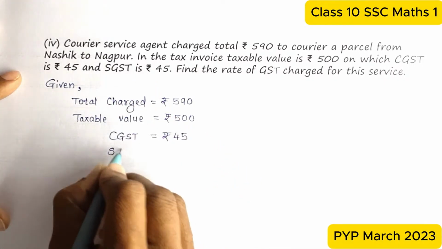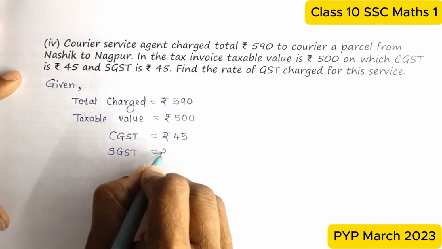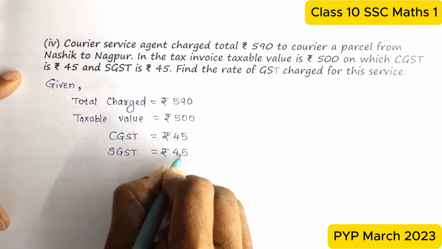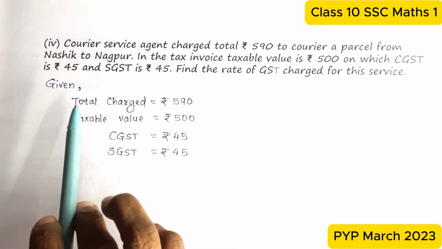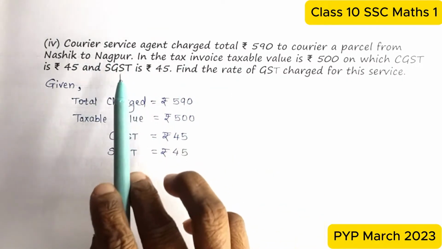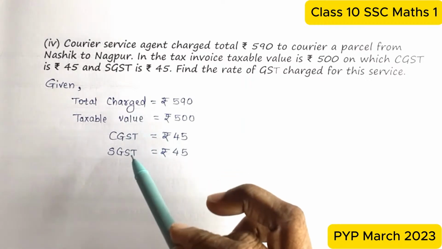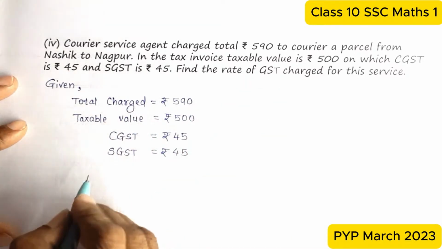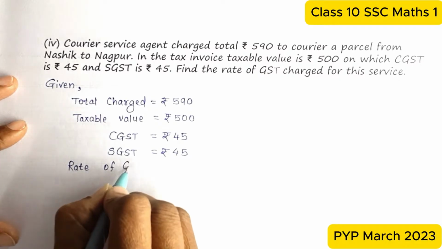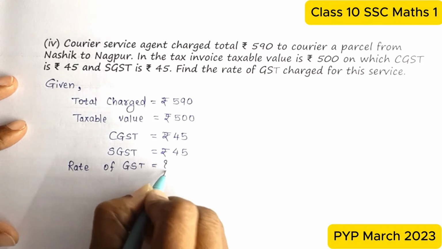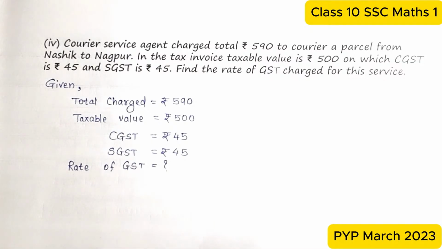Then SGST is equal to rupees 45. Now students, here the trick is that you first write down the given. While reading the question, write the given, then find the rate of GST. So here I write rate of GST is equal to question mark. Okay students, this is the type of example from the chapter Financial Planning.